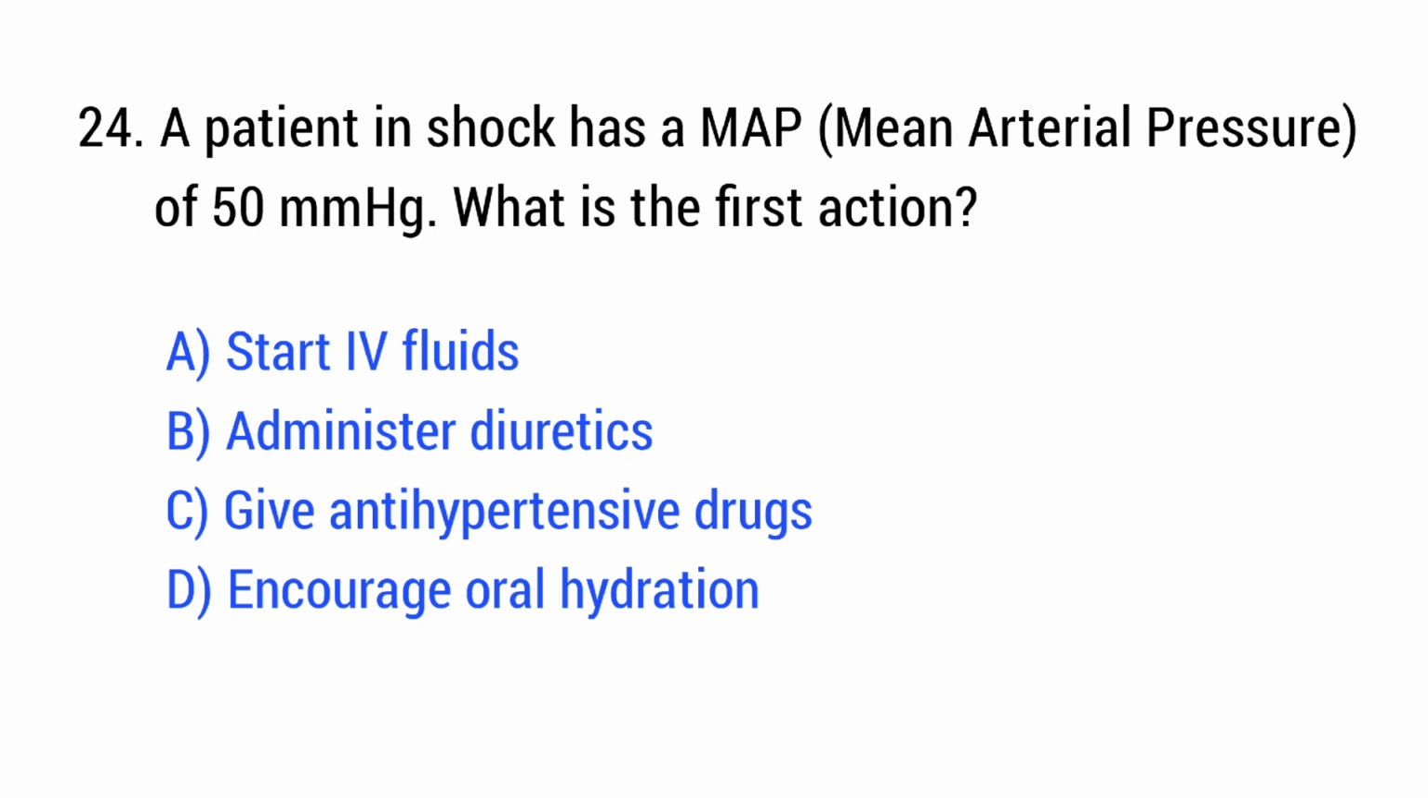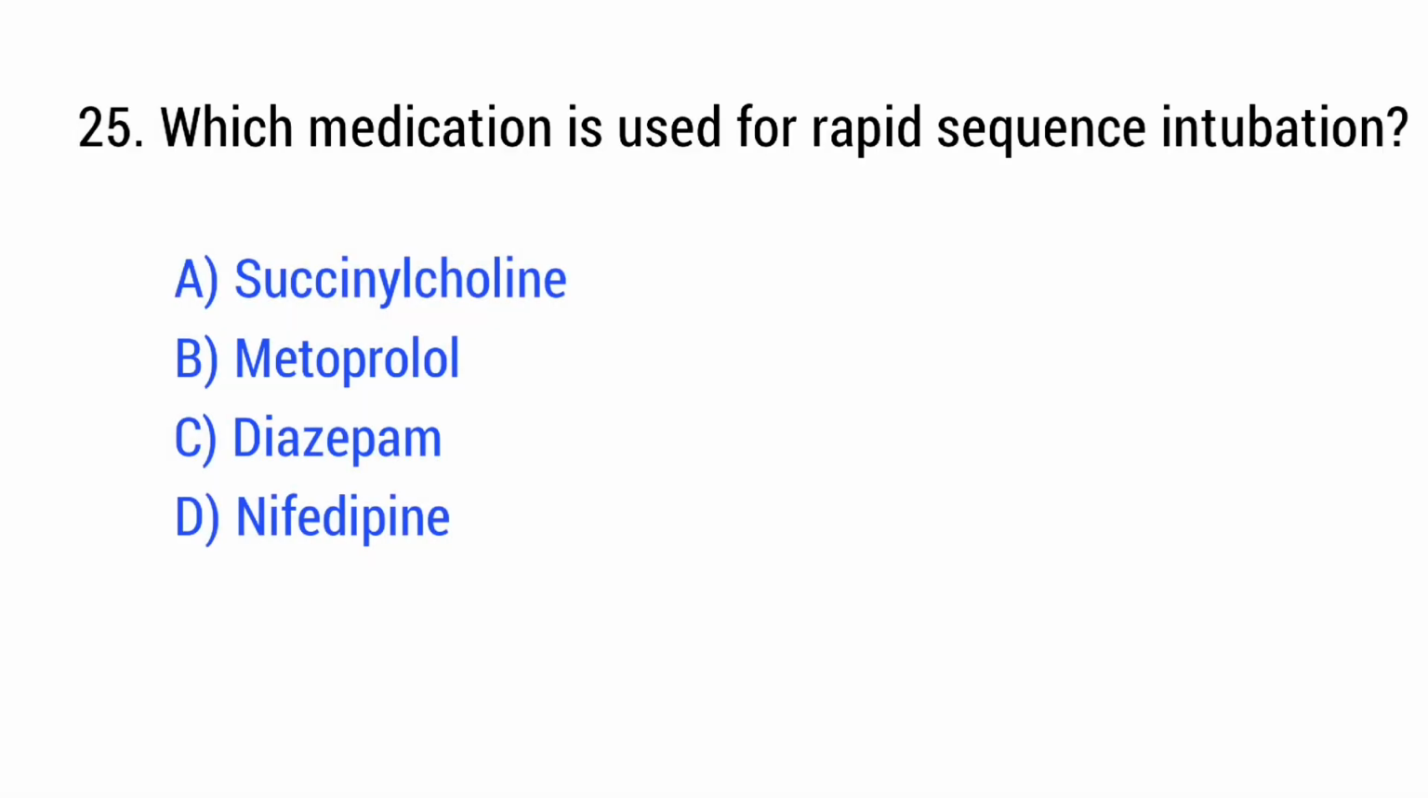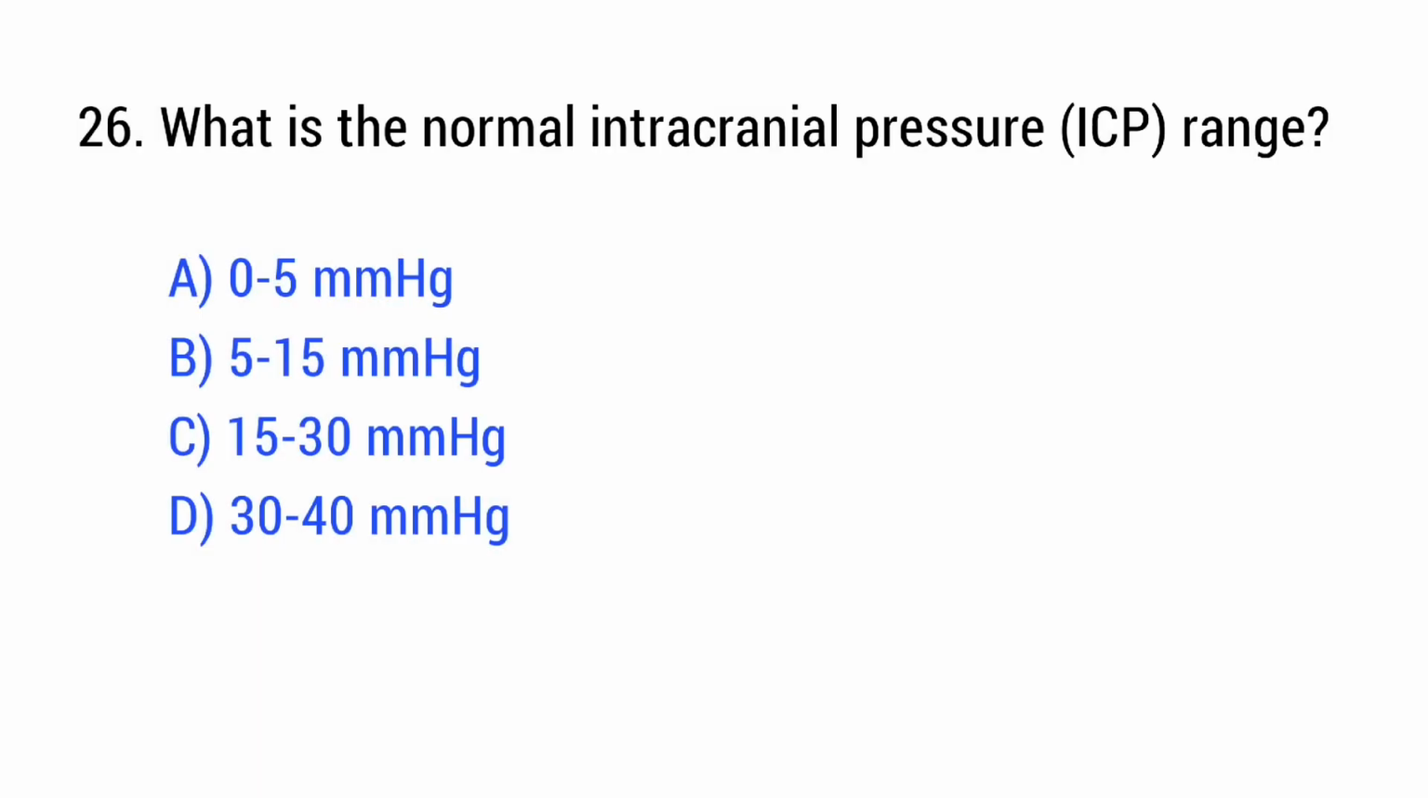Question number 24. A patient in shock has a mean arterial pressure of 50 mmHg. What is the first action? The right answer is option A, start IV fluid. Question number 25. Which medication is used for rapid sequence intubation? The right answer is option A, succinylcholine. Question number 26. What is the normal intracranial pressure, ICP, range? The right answer is option B, 5 to 15 mmHg.